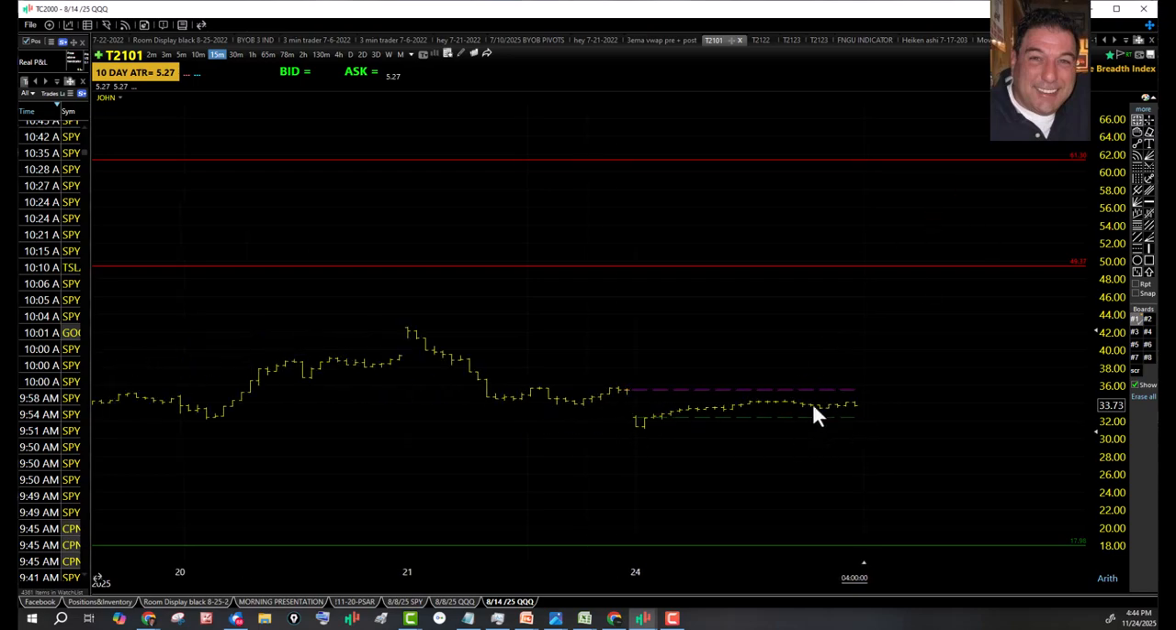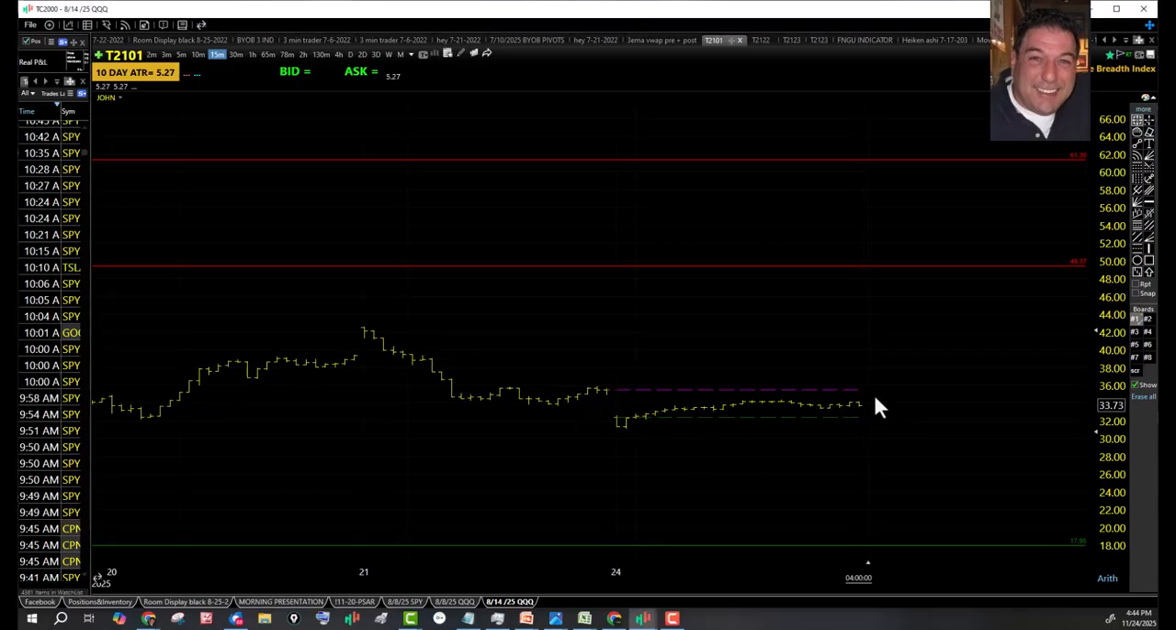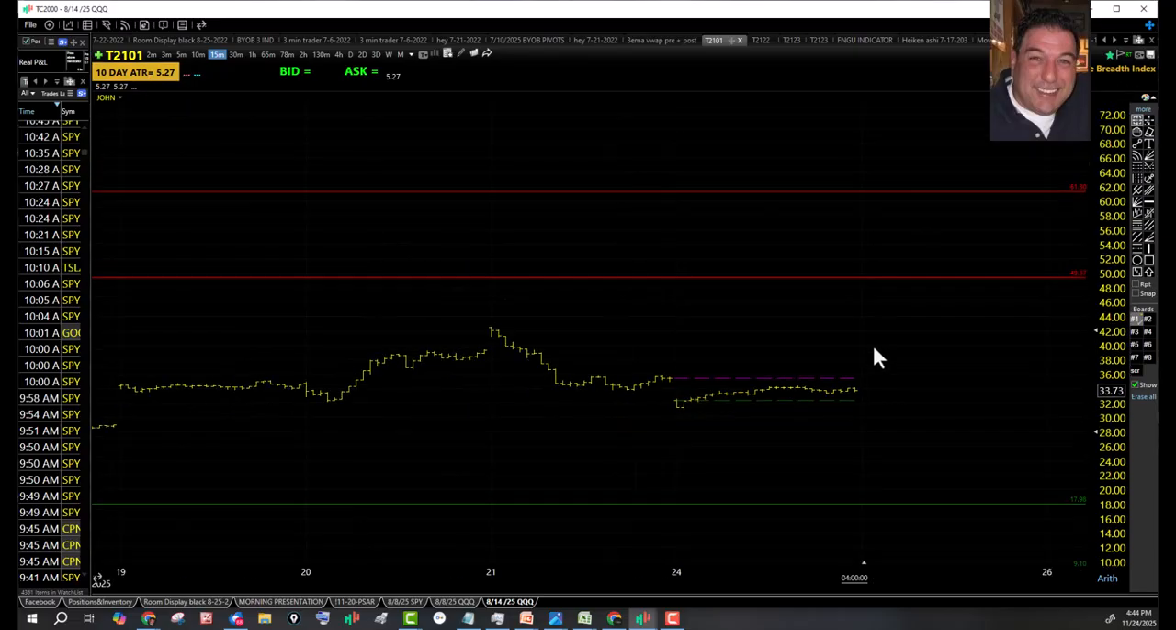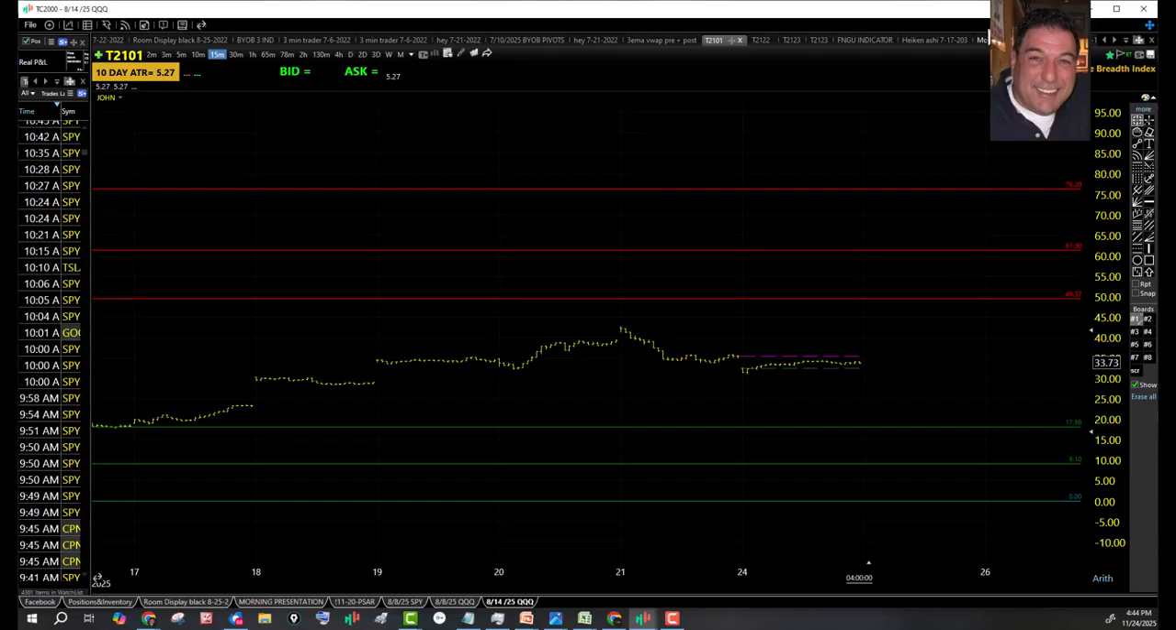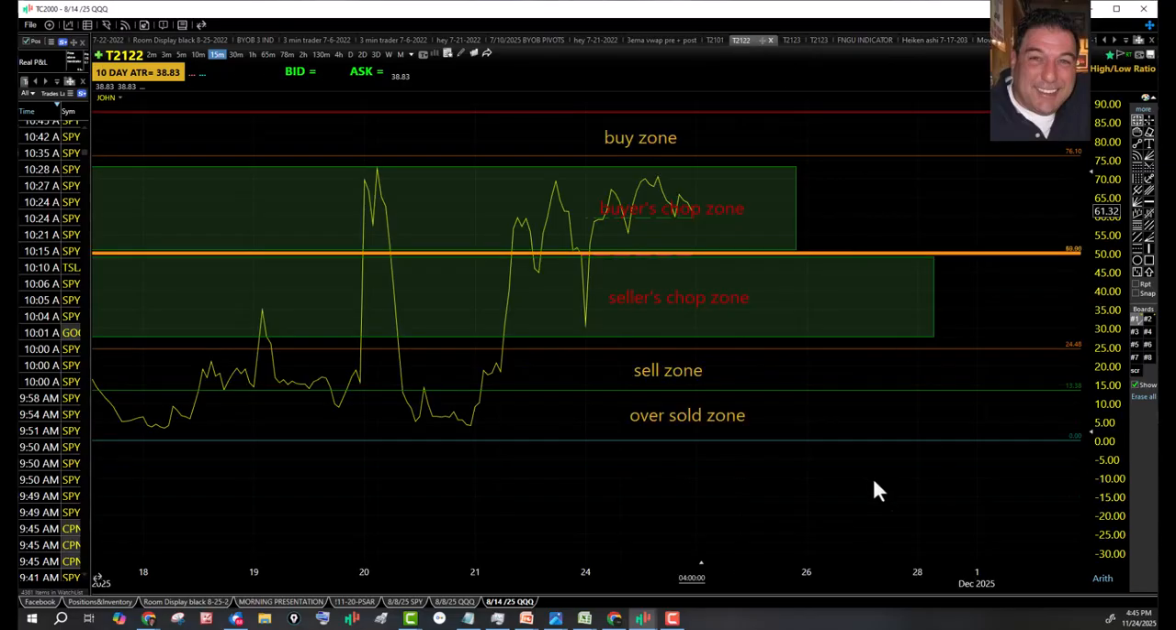So less participation when the market is bullish. Not a good sign. You want to see the opposite. You want to see more participation when the market is bullish. We did not see that. Again, moving in the wrong direction here with the breadth and the participation. That's T2101. Let's take a look at T2122.